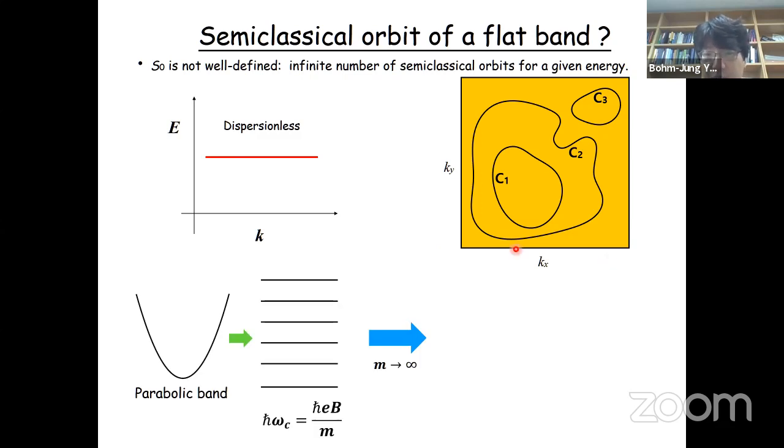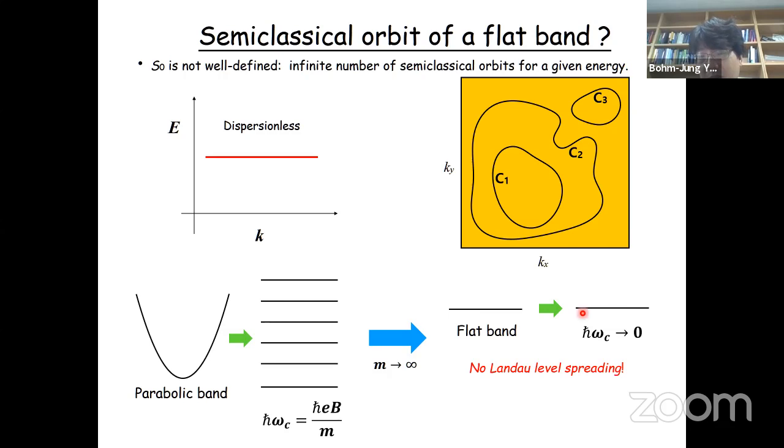But one simple way to understand the Landau level of this flat band is by starting from a parabolic band and taking the limit of infinite mass. Basically, by flattening this dispersion, we can get the flat band. In the case of a parabolic band, we know that the Landau level spacing is inversely proportional to mass. This means that if you take this infinite mass limit, the Landau level spacing just becomes 0. So if you apply the magnetic field to the flat band, it just remains invariant. We don't see any Landau level splitting. This is what we expect from the semi-classical theory.